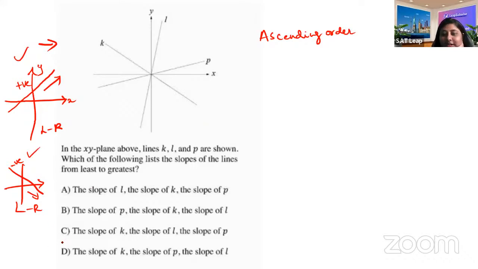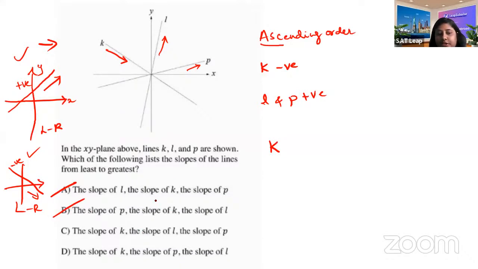Okay, Lisa, this is the last question. If you observe, K is going downwards, which means K is a negative slope, whereas L and P are positive slopes because they are increasing. So K is a negative one. If I am arranging in ascending order, K is going to be the least one. So straight away you can eliminate options A and B. Now between L and P, which is going to be greater?